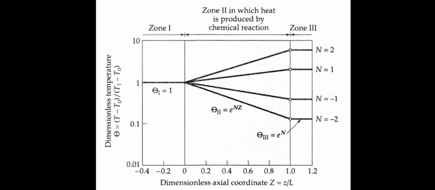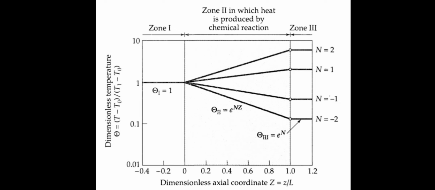The governing principle here is the energy balance, simplified to a first order differential equation because axial conduction is assumed negligible. The general form of energy balance in zone 2 is d theta upon dz is equal to n theta, where theta is dimensionless temperature, z is the axial coordinate, n is a dimensionless heat generation parameter. It incorporates the reaction rate and heat release. This equation is separable and easy to solve. Theta of z is equal to e to the power nz.